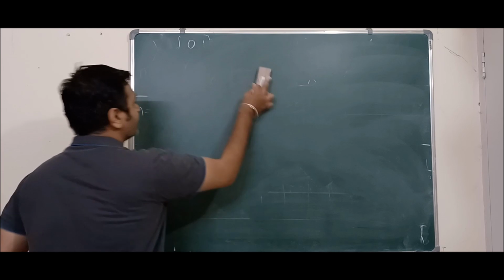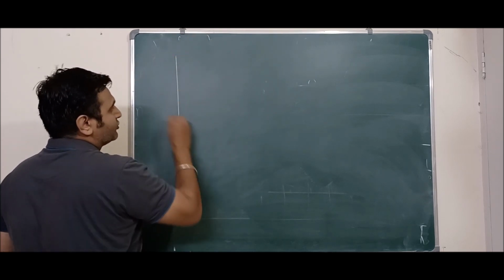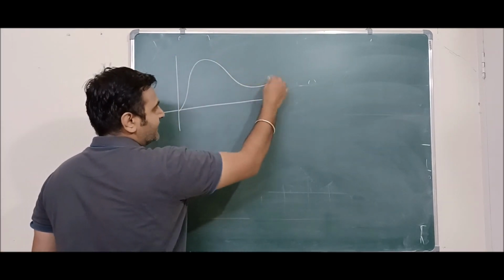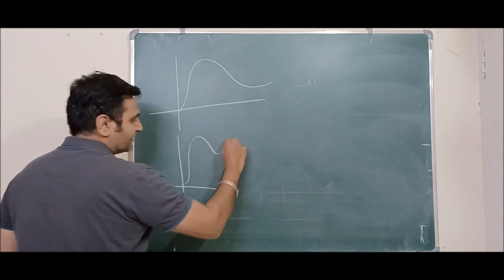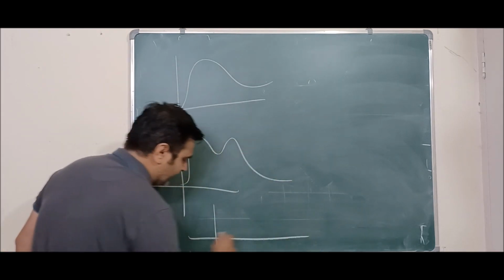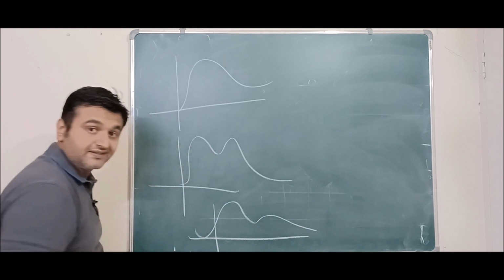So it can be anything. For example, even if the probability distribution for x is something like this, or something like this, or whatever, something like this.